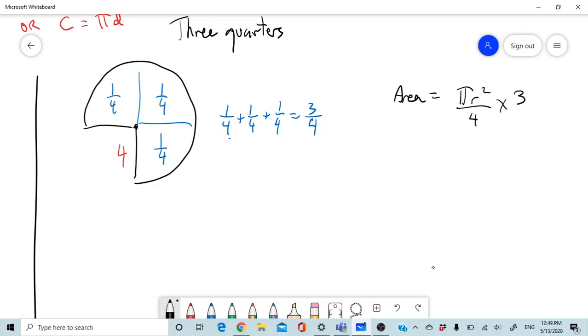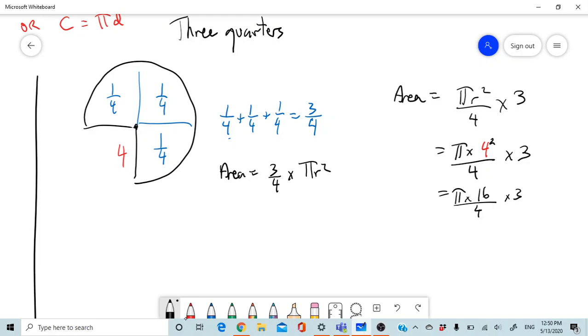An alternative way of writing it would be, I'll write it over here, area equals 3/4 times the area of a circle. I just think that this over here makes a bit more sense, but it's up to you which one you use. Okay, so I'm going to write down what the radius is. The radius is the 4, so I'm going to go pi times 4 squared over 4, because it's 4 quarters, times 3. And then we've got pi times 16 over 4 times 3.